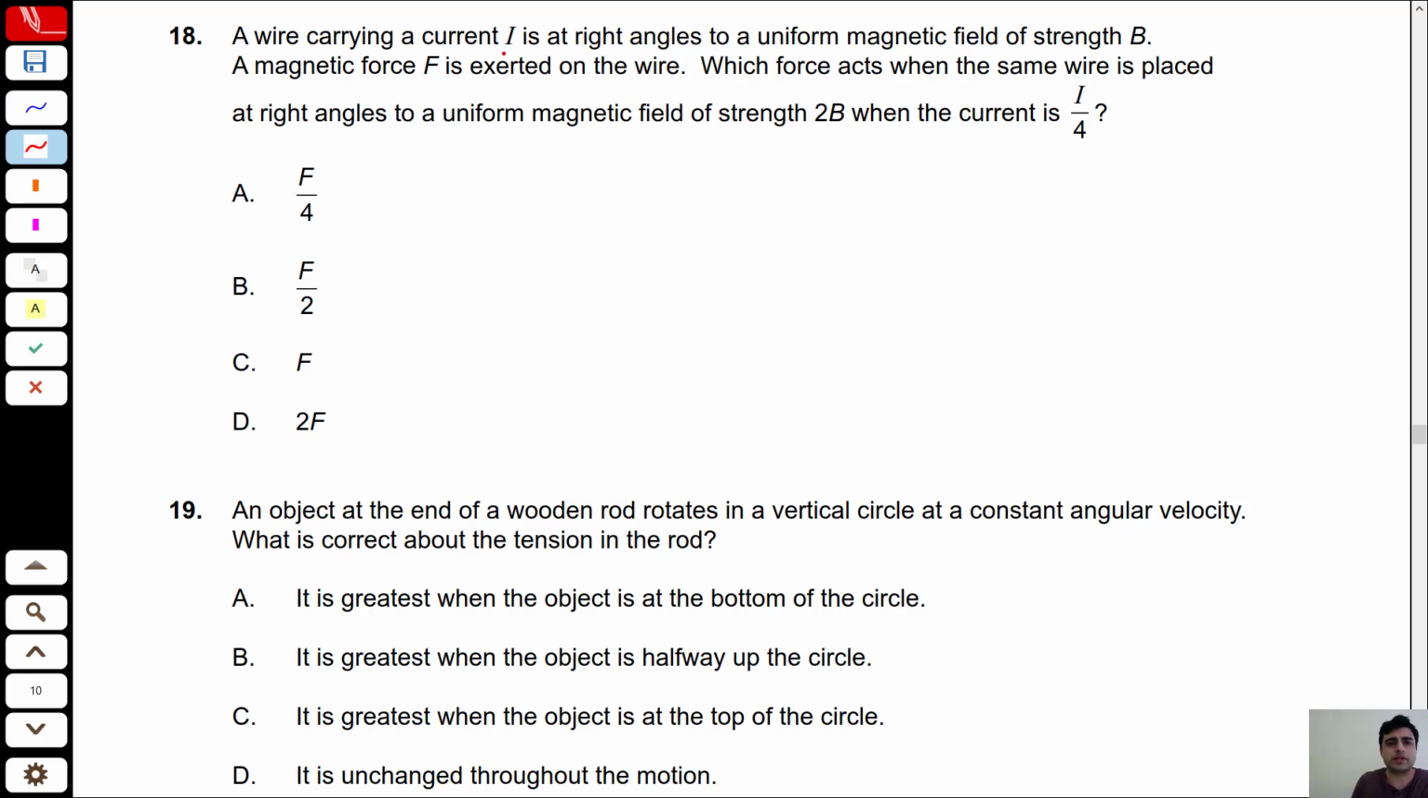A wire carrying a current I is at right angle to a uniform magnetic field of strength B. A magnetic force F is exerted on the wire. Which force acts when the same wire is placed at the right angle to the uniform magnetic field?